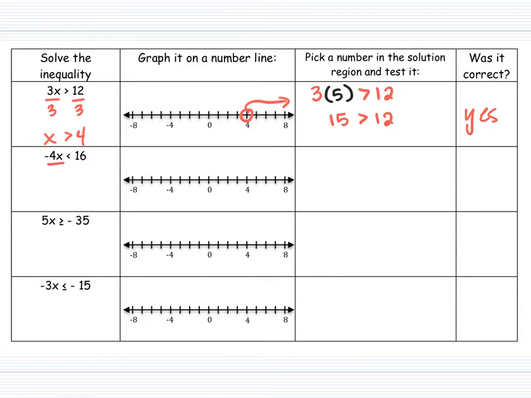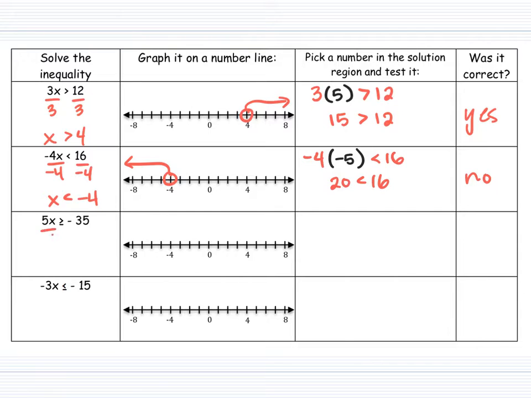So the next one, I'm going to divide both sides by -4. So I have x is less than -4. Open circle at -4, going out to the left. If I want to pick a number over here, I'm going to go ahead and pick -5 this time. So I'm going to do -4 times -5 is less than 16. So I've got positive 20 is less than 16, which is not a true statement. 16 is actually less than 20. So this one was not correct.